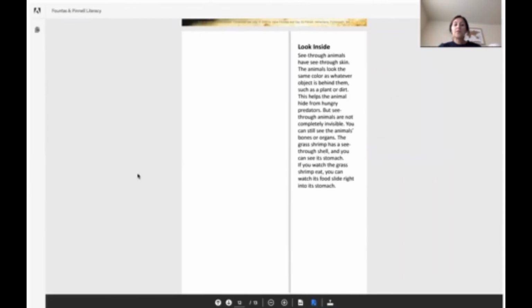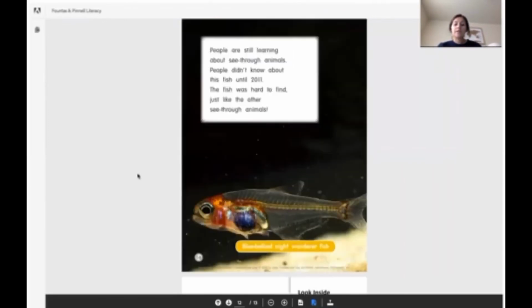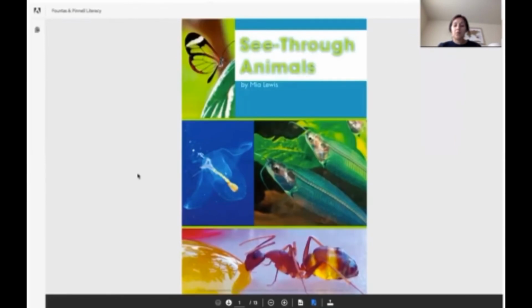Nice job. You just read all of this story called See-Through Animals. Please try and read this story 2 times. So you just read it one time. The second time you read it, I would like you to read it to somebody in your family so that they can learn more about see-through animals too.